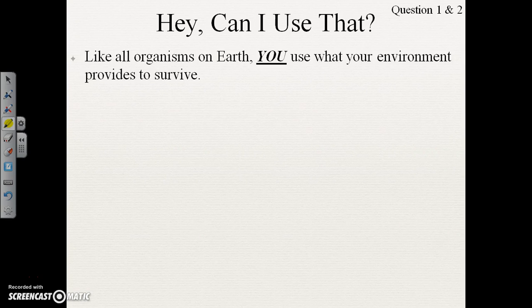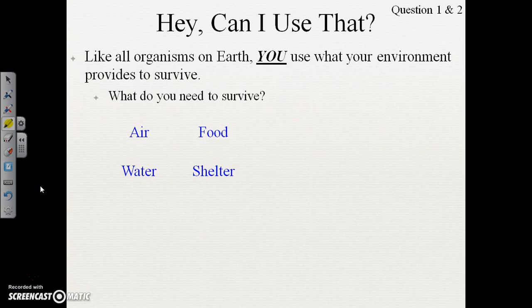So first thing we need to figure out is what we need to survive. There's four main things that every living thing needs to survive. All right, let's think about it. First, we need air, we need water, we need food, and we need shelter. We all know that we cannot survive for an extended period of time without any of those four things.